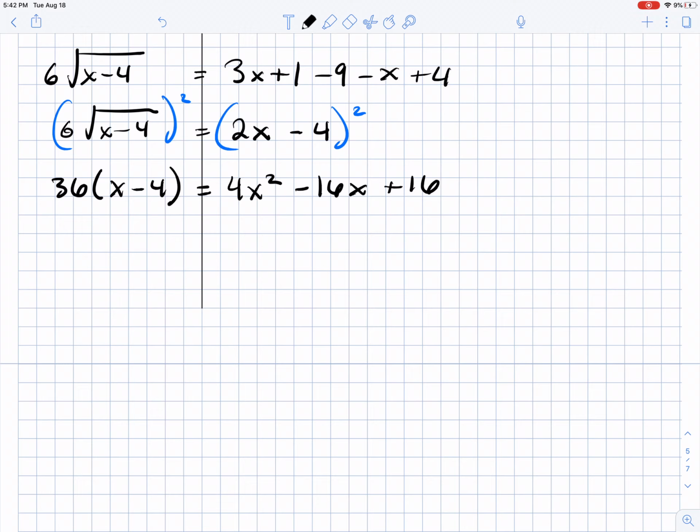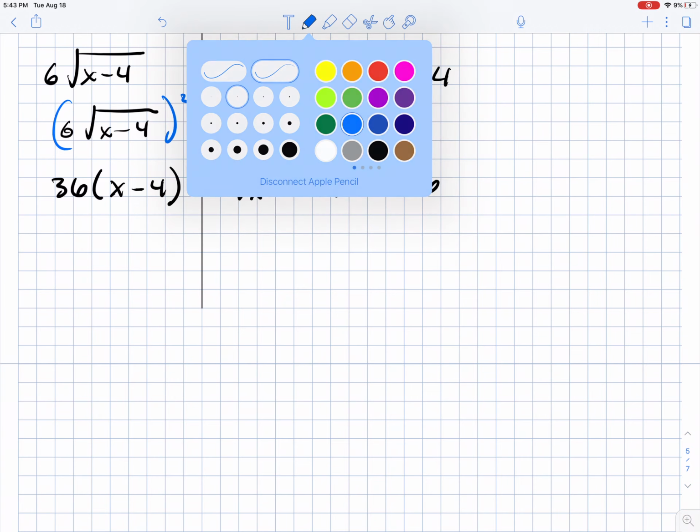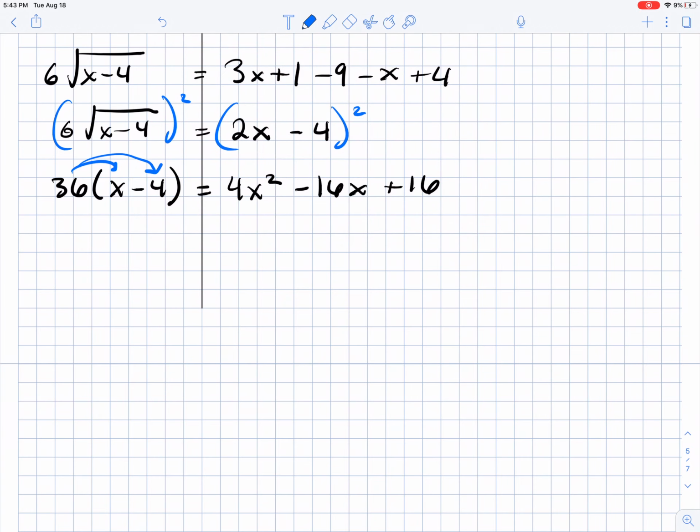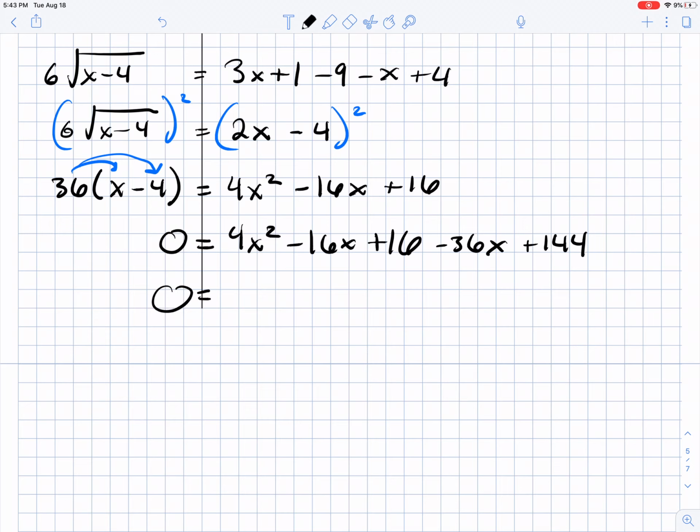Okay? So then I'm basically going to set it equal to 0 again. So distribute, combine like terms. So for instance here, I'm going to distribute. I'm going to go ahead and set it equal to 0. Ultimately, we'll get something like the following. We have this 4x squared minus 16x plus 16. If we subtract 36x from both sides, and 36 times 4 times 3 is 120 plus 24 is 144. So we're going to add that 144 to both sides. Okay, we combine like terms. That's it. Hopefully I haven't made any mistakes with my calculations.